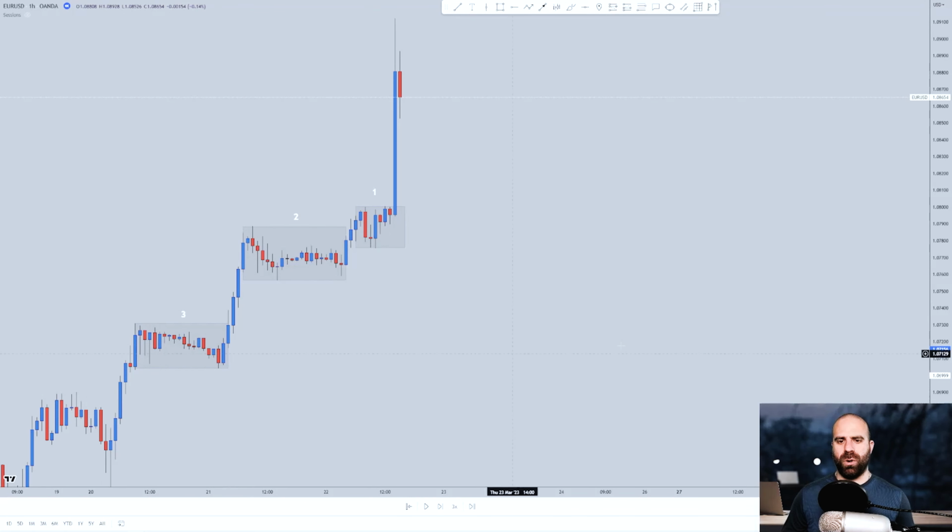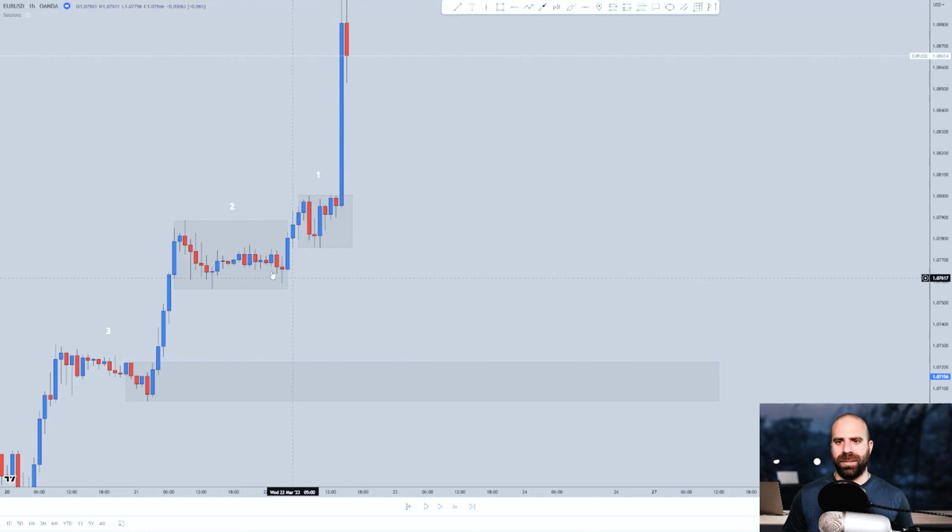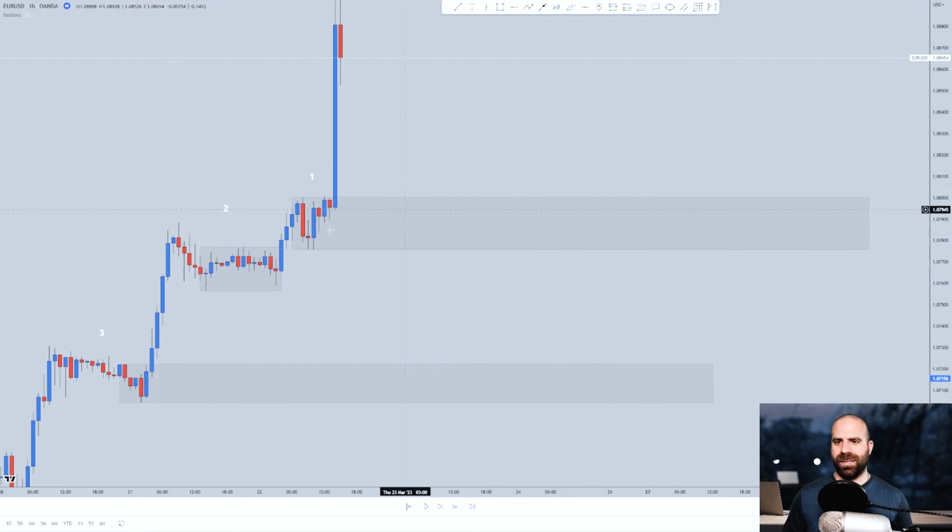So now we can go ahead and narrow down our areas even more. We can say that this one is the last down move before the up move, this whole area right here. The same we can do with this one. We can identify this area right here. This one we're gonna leave exactly as it is.